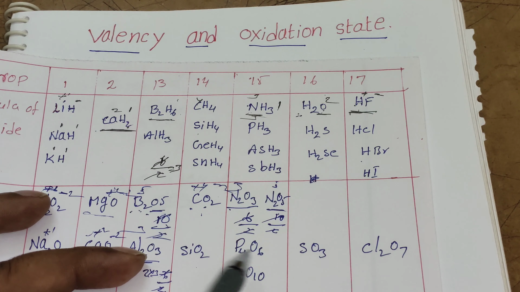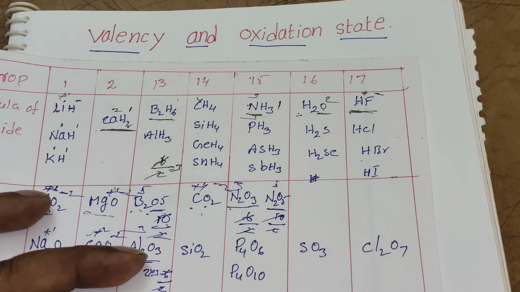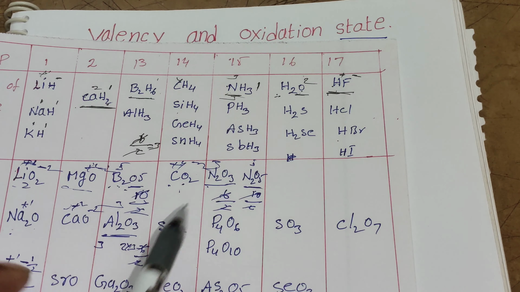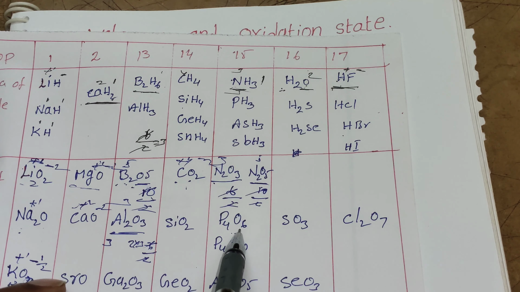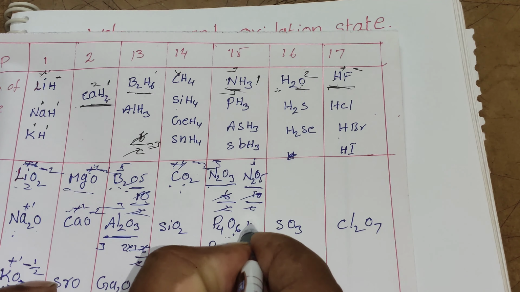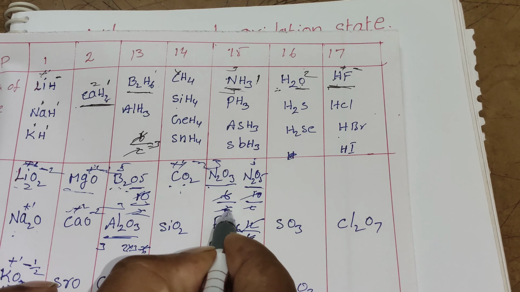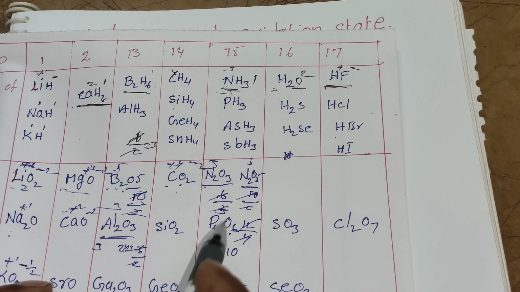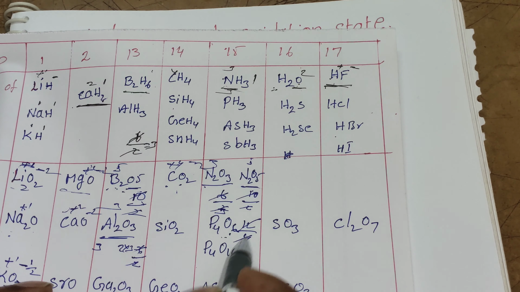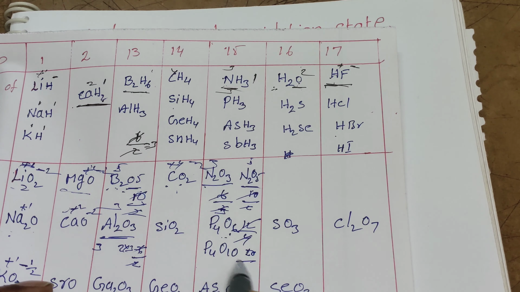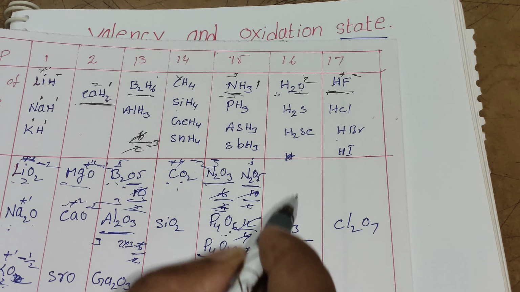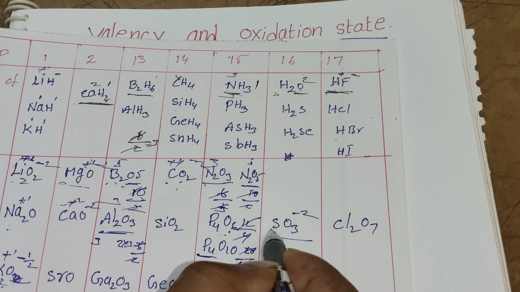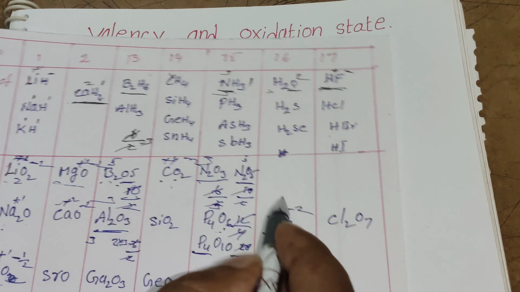In P4O6, the total number of oxygens is 6. 6 into 2, 12 is the valency, and 12 divided by 4, here the phosphorus valency is 3. But whereas in P4O10, they have 10 oxygens. 10 into 2, 20 is the valency, and the total number of phosphorus is 4, 20 divided by 4, that equals 5, here the phosphorus valency is 5. In sulfur trioxide, the oxygen valency is -2, but the sulfur valency is 6.